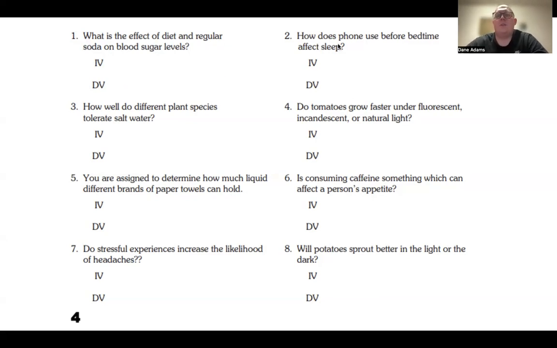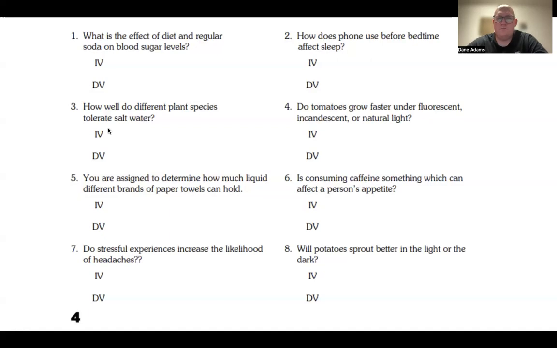Number 2 says, how does phone use before bedtime affect sleep? Same question. What is being manipulated? That would be phone use before bedtime. What is responding to that change? That would be sleep. So maybe you could say amount of sleep or hours of sleep, or whatever you think is most appropriate for that.